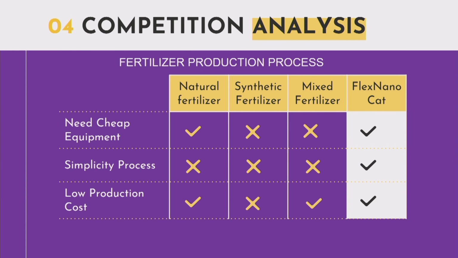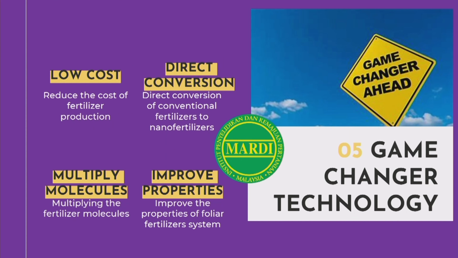The competition analysis: what is good about this technology? This technology needs cheap equipment, simplicity of the process, and low-cost production. What is the game changer of this technology? What is important? It's low cost. It reduces the cost of fertilizer production. We know the fertilizer production process is very expensive. So we convert these big molecules to small molecules, but they have high capability and high efficiency.